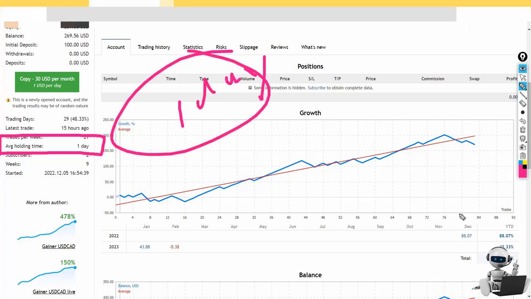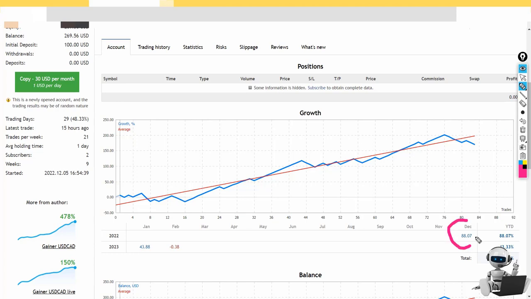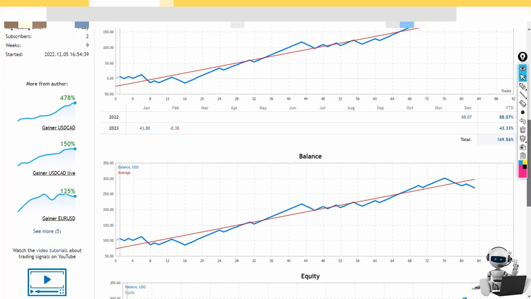But the performance for December, you can see he made 88% in 1 month, January 43%, February still we are in the month, so it's early to judge, but the performance is definitely amazing.